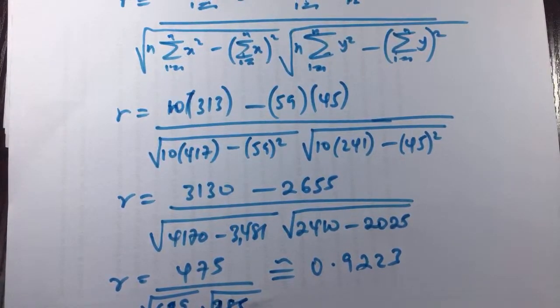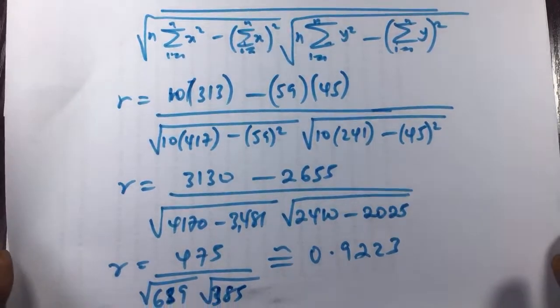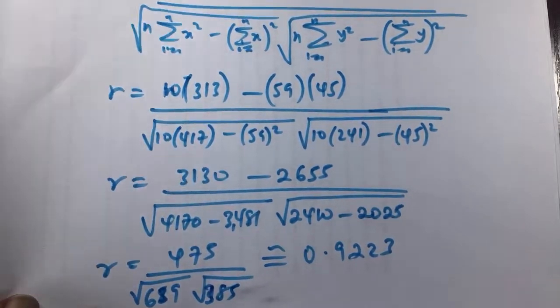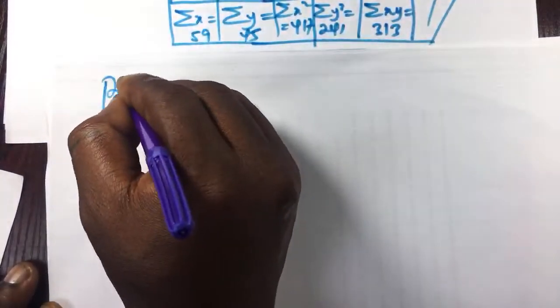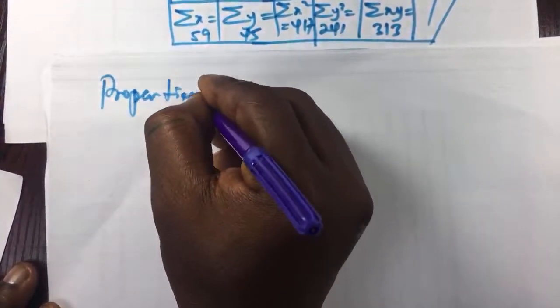Now, before we proceed, now that we have our value of R, the question is, what does it mean? When you obtain the correlation coefficient between two variables, it actually means something. And that brings me, before we move on to rank correlation coefficient, to the properties of correlation coefficients. So the question is, what are the properties of correlation coefficients? Let's quickly discuss that.